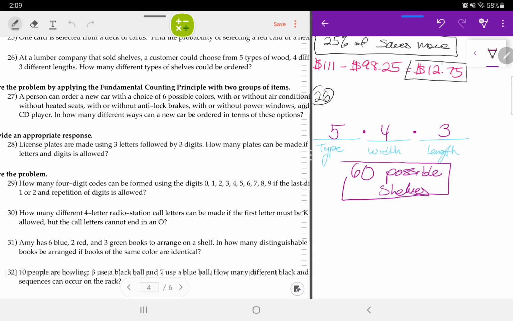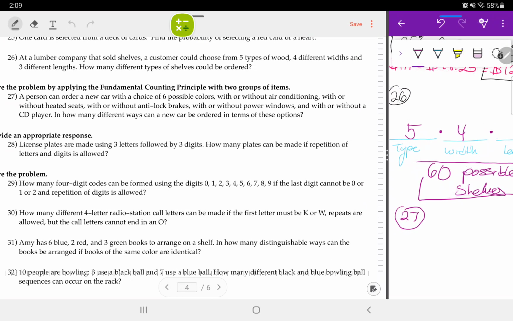All right. Now, we're going to move on to number 27. Number 27 says here, and I'm going to scoot that over a little bit to get a better look. A person can order a new car with a choice of 6 possible colors, with or without air conditioning, with or without heated seats, with or without anti-lock brakes, with or without power windows. With or without CD player. And how many different ways can a new car be ordered in terms of these options?